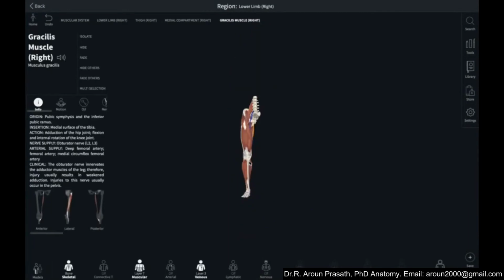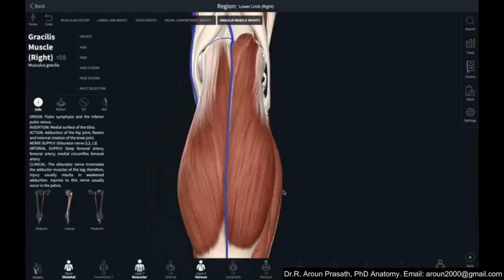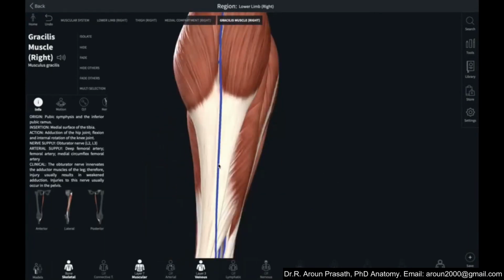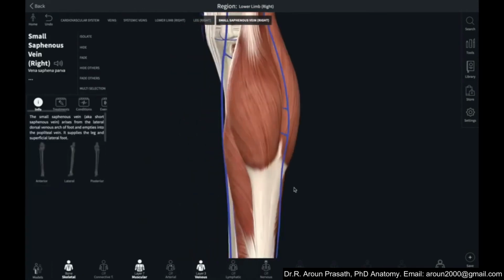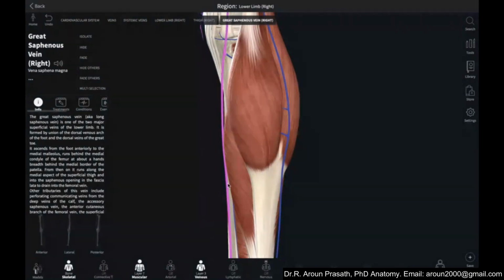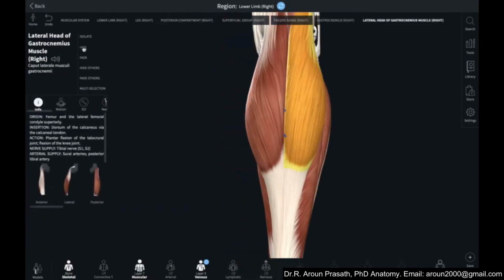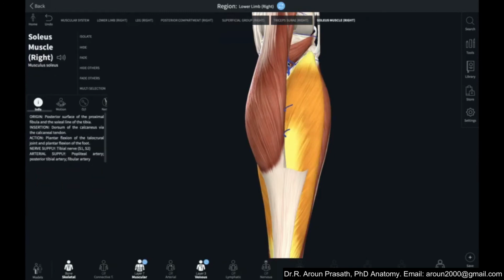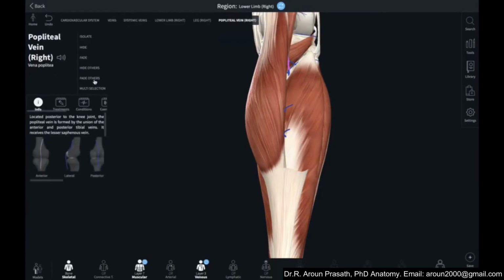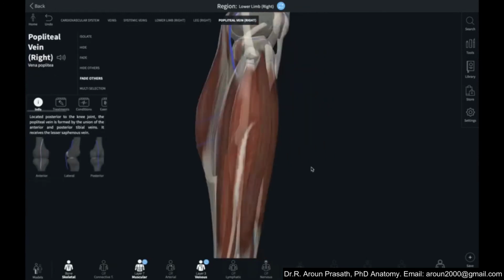The superficial veins are present in the superficial aspect. This vein is the small saphenous and this is the long saphenous. It's also called the great saphenous or medial saphenous. Both these veins are present in the superficial aspect. But deeper to that, you have this. You see.